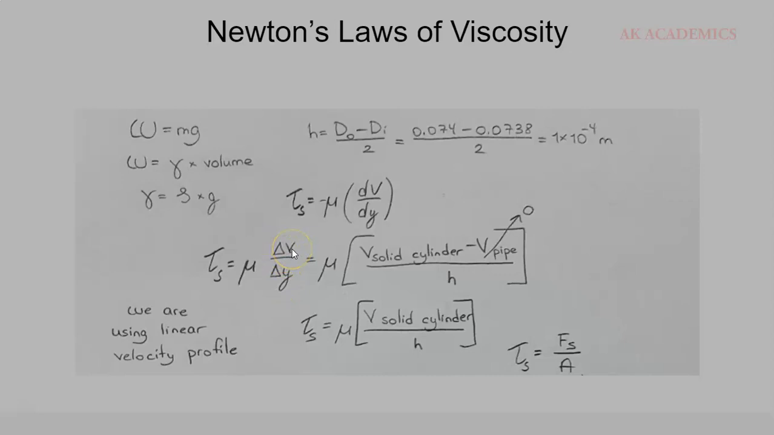Delta v will represent change in velocity. Okay, that means velocity of the solid cylinder minus velocity of the pipe. Velocity of the pipe will be equal to 0 because the pipe is fixed. So the pipe is fixed, its velocity is going to be equal to 0. And velocity of the solid cylinder will be the velocity at the top. So it's going to be v solid cylinder minus v pipe, where v pipe is 0, this is deleted, all divided by delta y, which is going to be our h. Okay, at the end of the day, we are left with shear stress equal to viscosity multiplied by velocity of the solid cylinder divided by h.